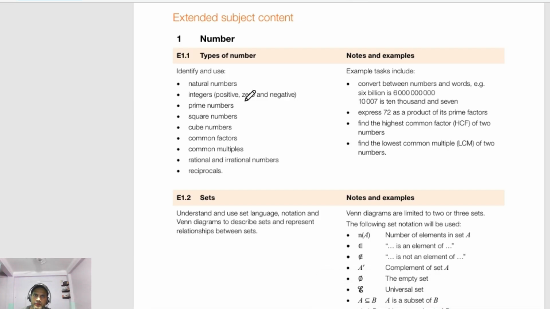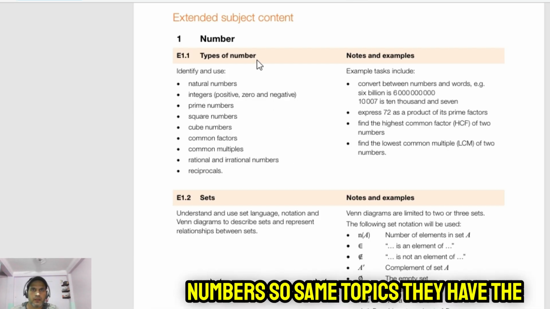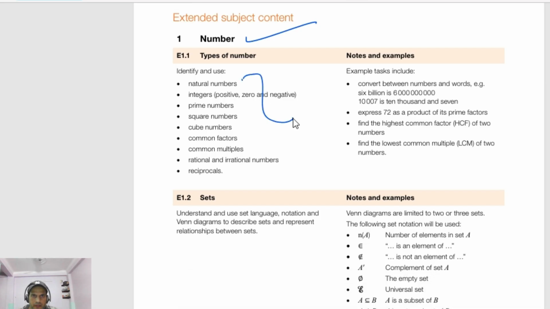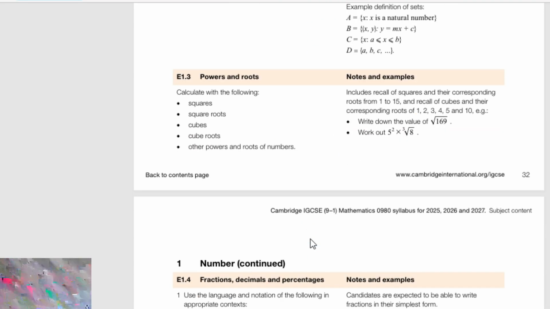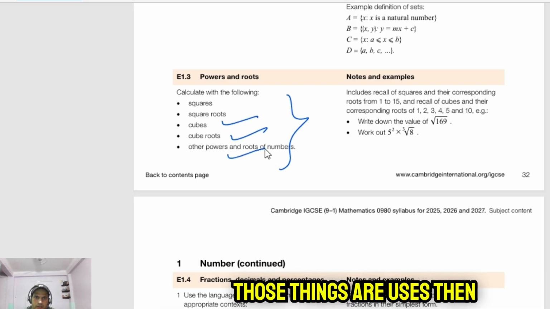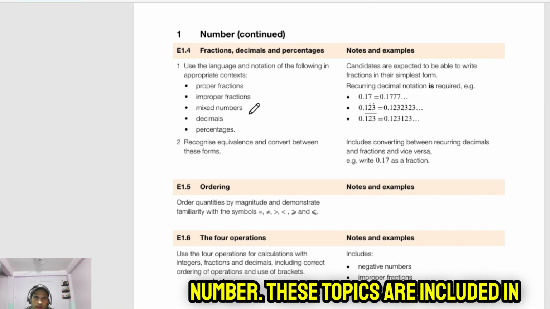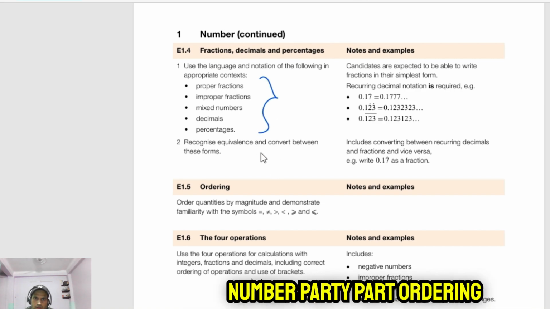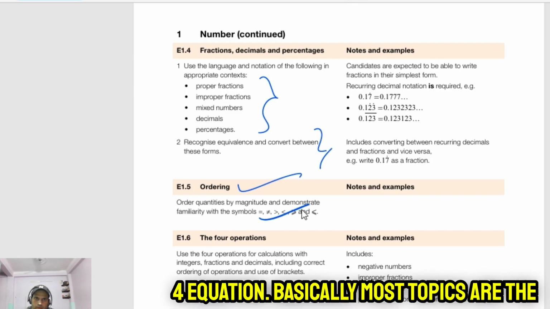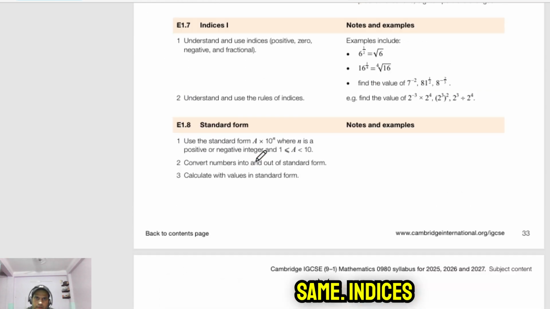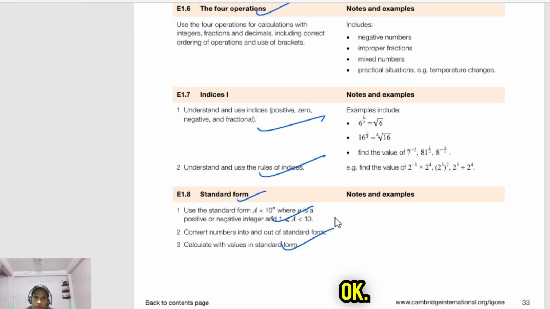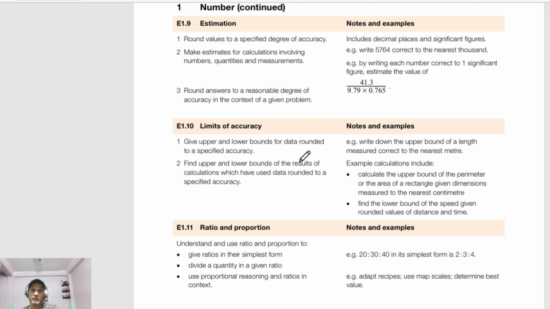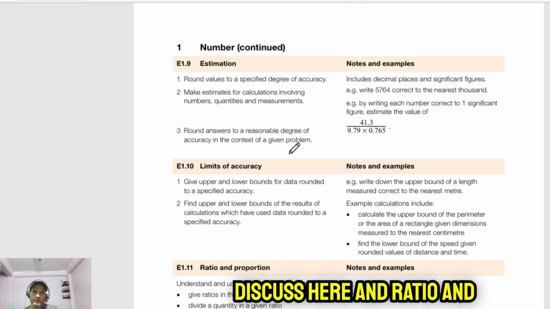Extended subjects, you can see numbers. The same topics are in the number system. Then that is in the sets part, you can see. And square root, cube root, all those things are used. Then these topics are included in the number part: ordering, equations. So basically most topics are the same in indices. Then standard form is used. So these are the number parts we will discuss here.